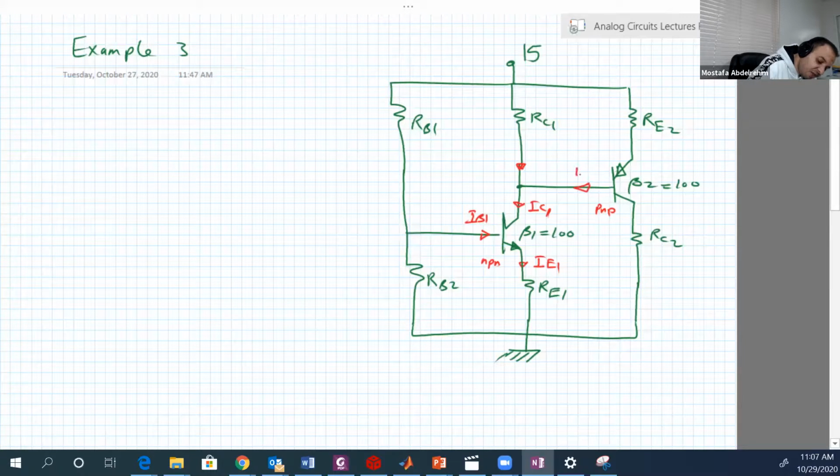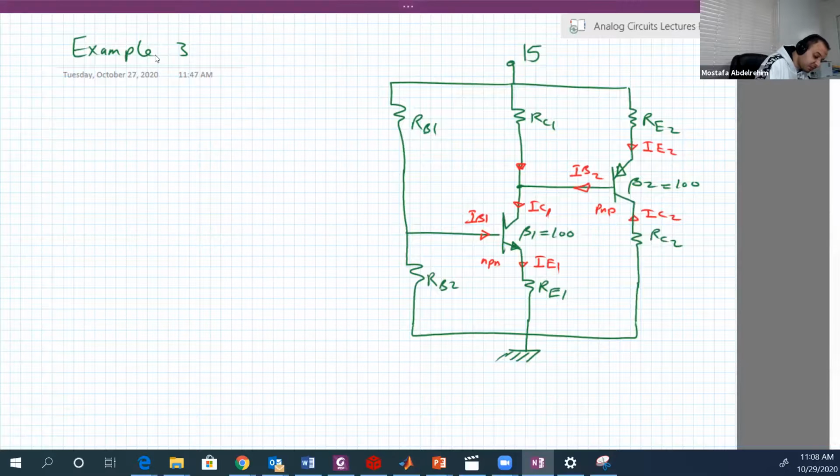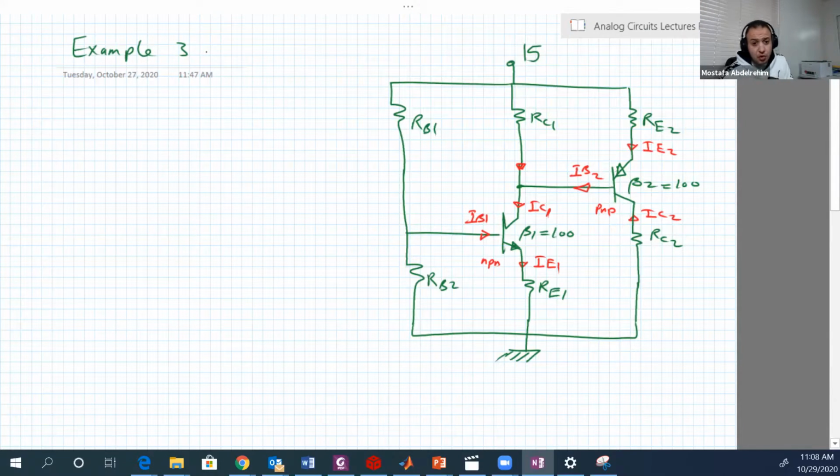Here is IB2, and look at the difference here. IB in the PNP transistor is going out of the base. Here is IB1 of the NPN transistor going into the base. Here is IE2, and here is IC2. Okay, so the circuit looks very complex. We have two transistors, many currents.